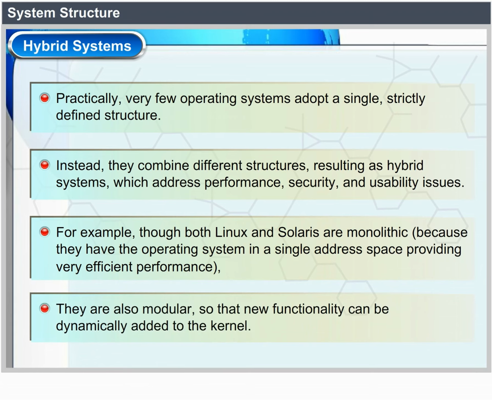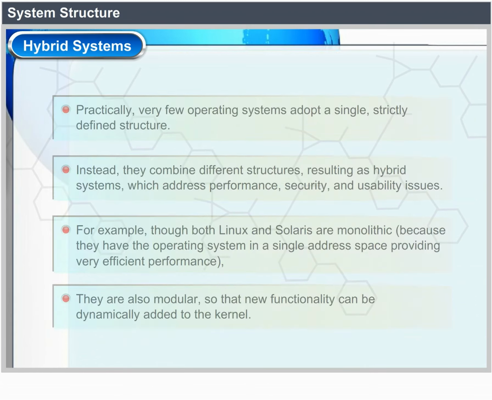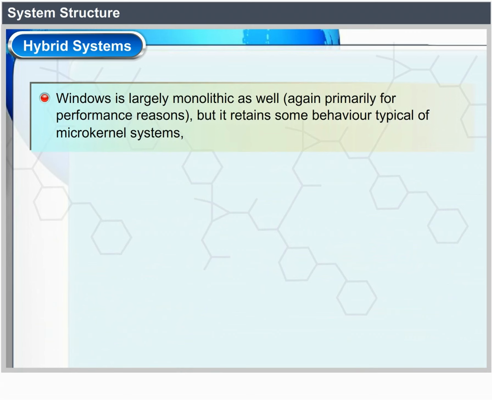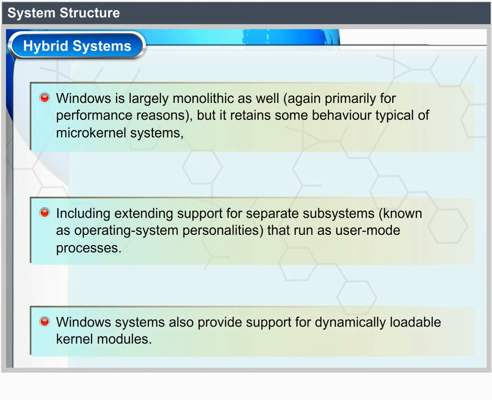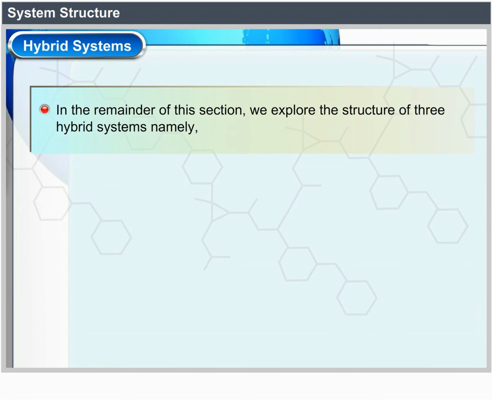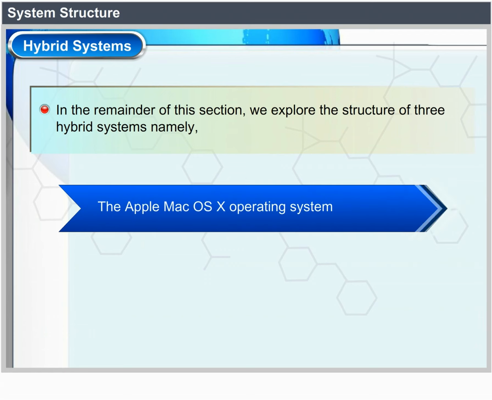Windows is largely monolithic as well, again primarily for performance reasons, but it retains some behavior typical of microkernel systems, including providing support for separate subsystems known as operating system personalities that run as user mode processes. Windows systems also provide support for dynamically loadable kernel modules. In the remainder of this section, we explore the structure of 3 hybrid systems: the Apple Mac OS X operating system and the 2 most prominent mobile operating systems, iOS and Android.